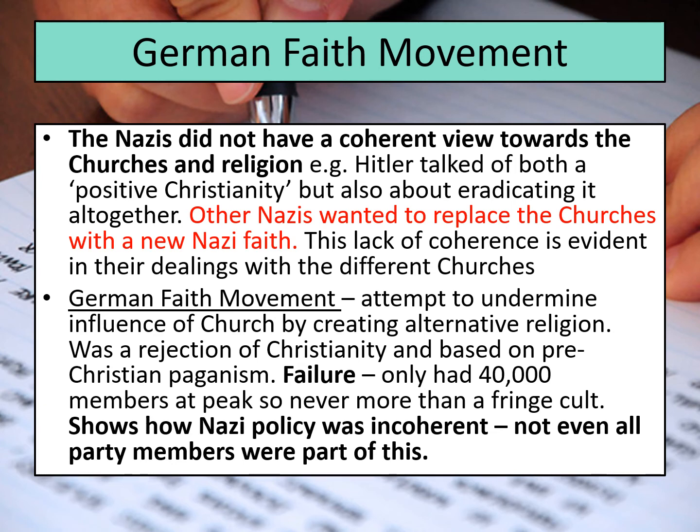This isn't something that you need to know as in depth as the Protestant Church and policies towards the Catholic Church, because this was generally a failure, with only 40,000 members at its peak. Even Hitler himself wasn't a member of this religion. So it was never more than a fringe cult. But what's important about the German Faith Movement is that it shows how incoherent Nazi policy was. Not even all party members agreed on what the policy towards the church should be and what the new religion of Germany should be like once they'd weakened the influence of the churches.